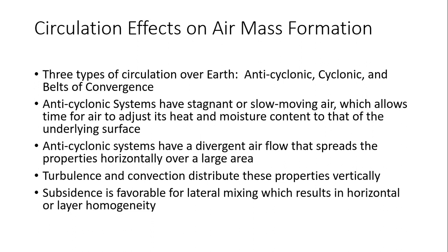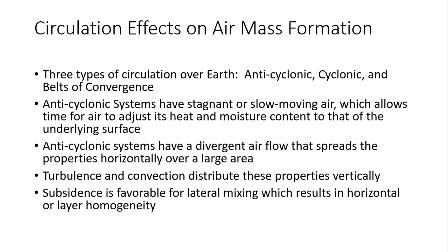Now, with anticyclonic systems, these have stagnant or slow-moving air, which allows time for air to adjust its heat and moisture content, the temperature and moisture content, to that of the underlying surface. So when these high pressures, for example, come down out of Canada in the wintertime, they initially start out very cold and dry, but as those high pressure systems move down southeastward into the lower 48, generally we have the air mass modifying. I'll get more into modifying air masses here shortly.